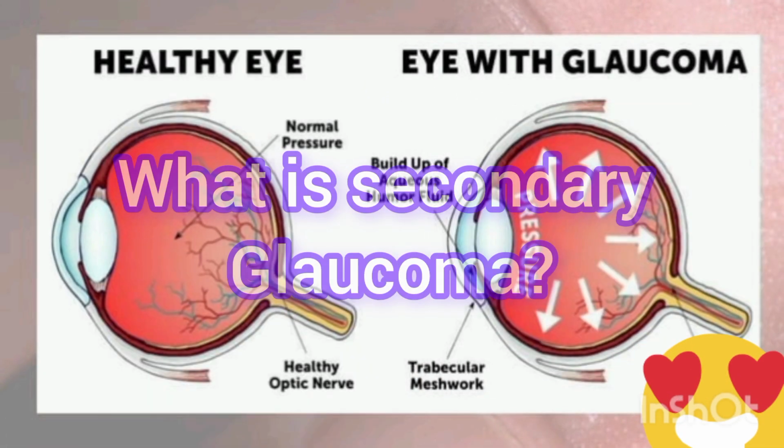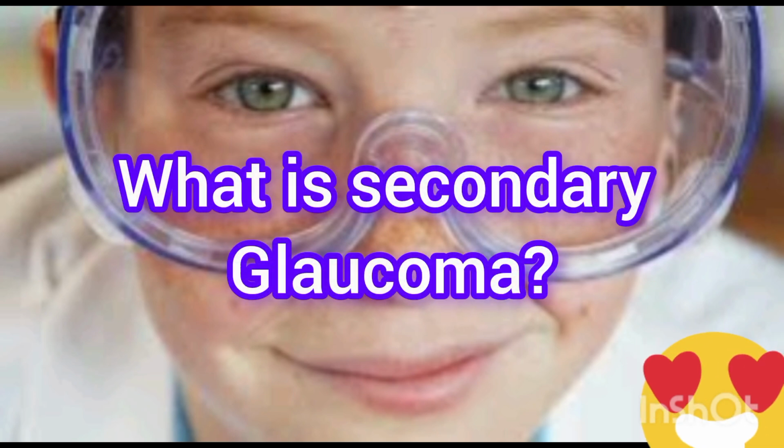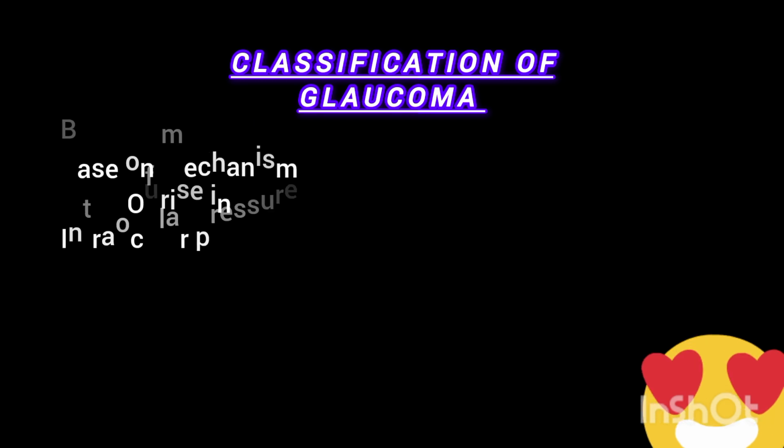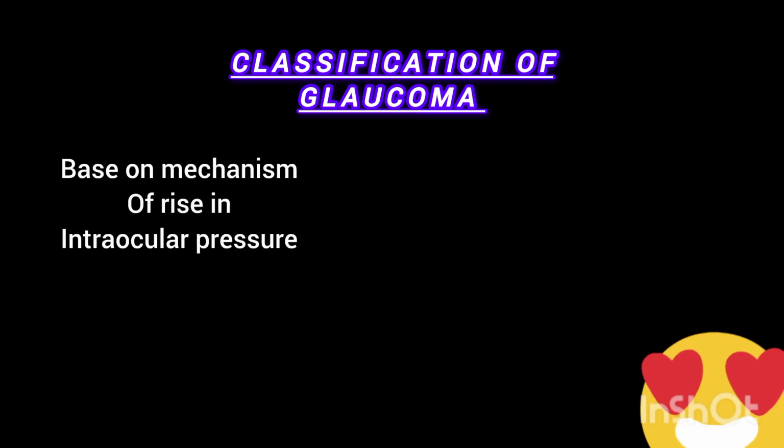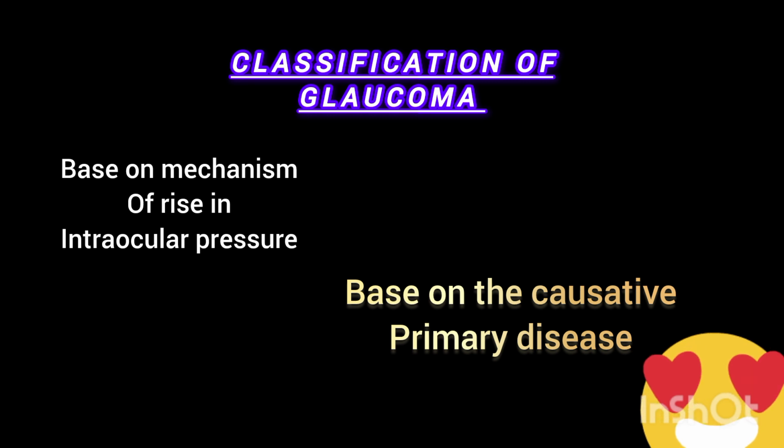Let's dig in. What is secondary glaucoma? These are a group of disorders in which raised intraocular pressure is associated with underlying conditions like systemic disease and primary ocular disease. But we can classify secondary glaucoma in two main ways: 1. Based on mechanism of raising intraocular pressure, and 2. Based on causative primary disease.